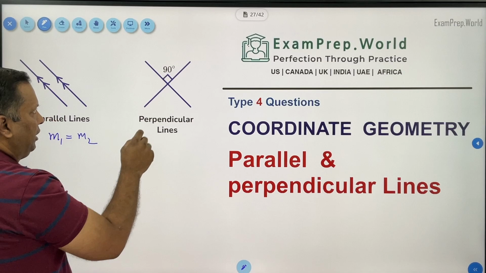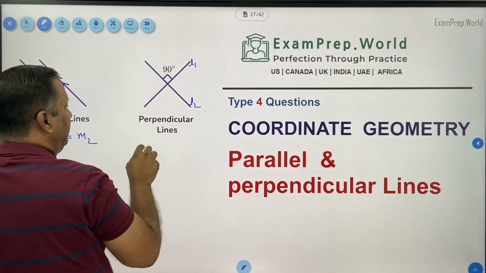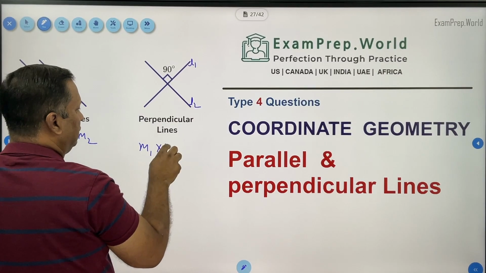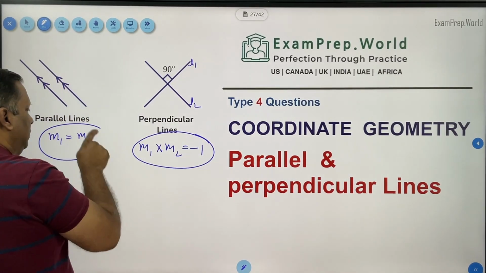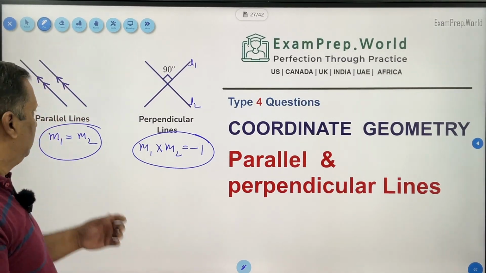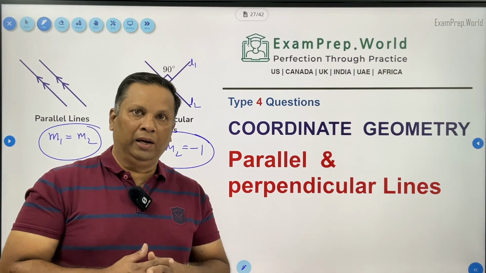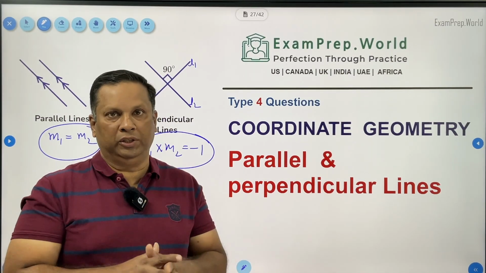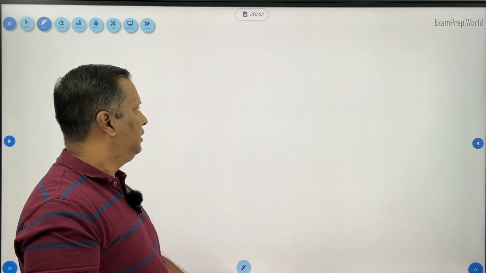Now, what about perpendicular lines? Suppose you have line 1 and line 2. Then their gradients will be M1 times M2 equals minus 1. If you remember this, 90% of the job is done. So, for parallel lines, the gradients will be equal, and for perpendicular lines, the gradients will be negative reciprocals of each other. Okay, so let's go ahead and begin our exercise.